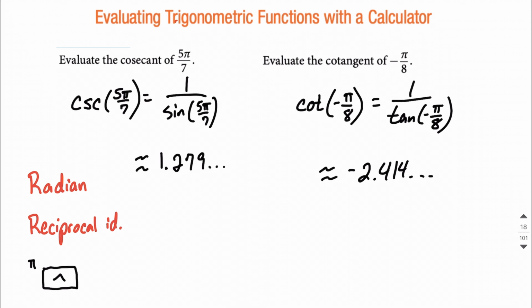Hope this helps out. Remember, it's not second tangent. That tangent inverse is not the same thing as cotangent. All right, and again, sine inverse is not the same thing as cosecant. All right, so just be careful about that. Good luck as you're working with your calculator, getting some values coming out.